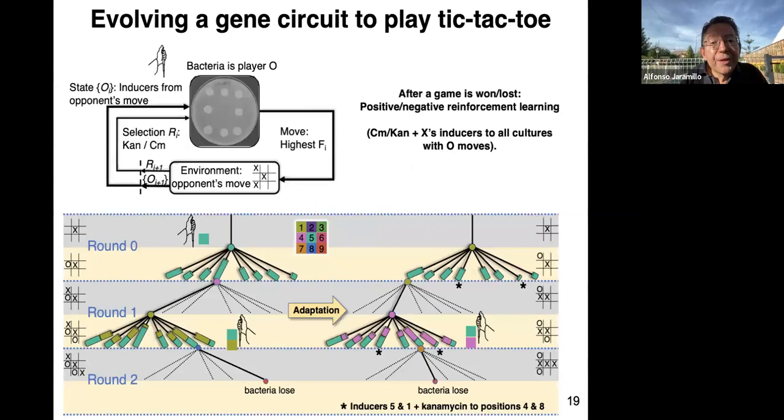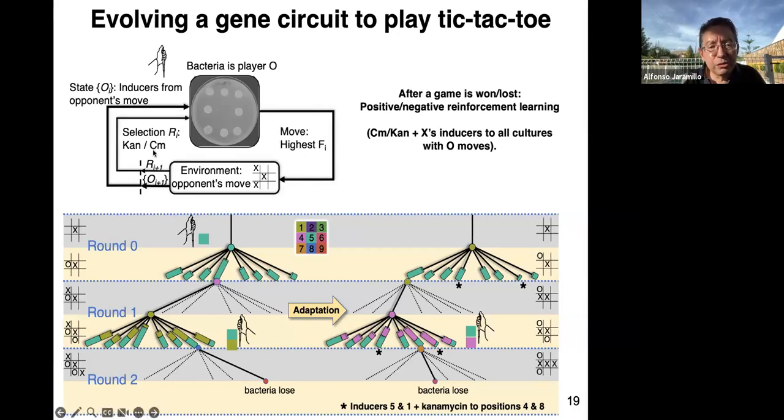Now we are going to do this iterative process where you have the bacteria that you induce with the opponent's moves as inducers. If the opponent is occupying these 3 positions, I'm not showing the bacteria's position. Of course, because the X starts first, it starts here. And then you just induce the positions here, the cultures, and the move is the highest F, the highest fluorescence, let's say, F weight.